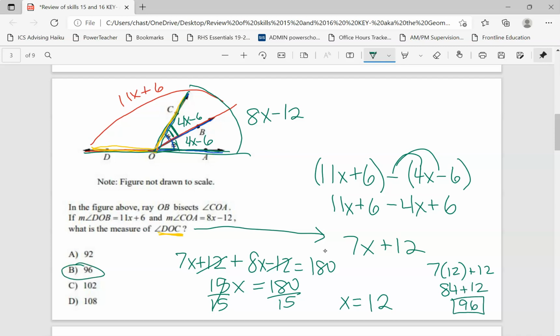Okay? Now, there's probably other ways we could have done this problem, and now that I'm looking at it, I see that there might have been other ways. So if you come up with a different way, share with us.